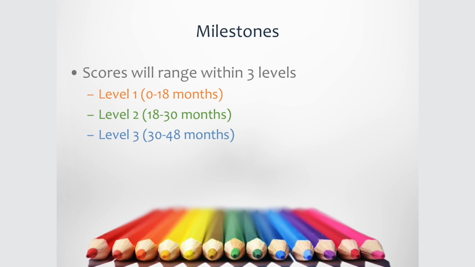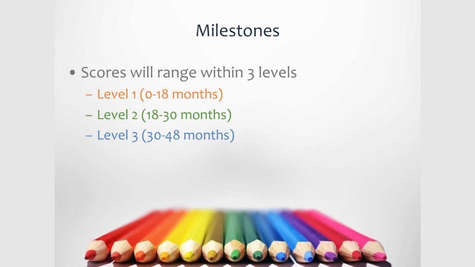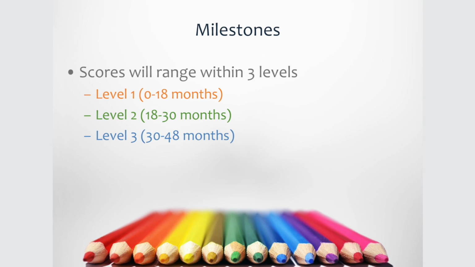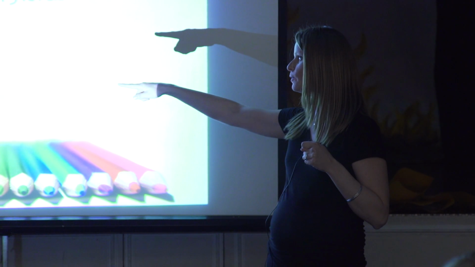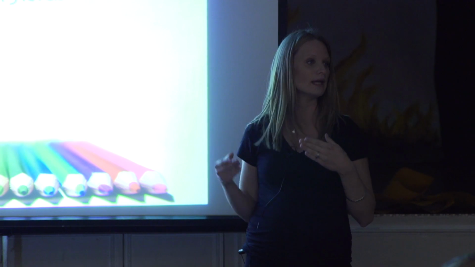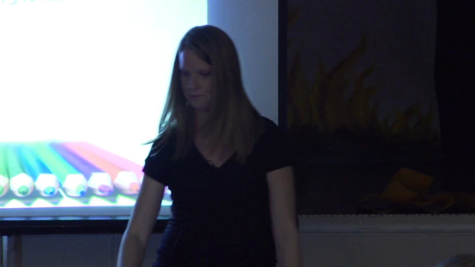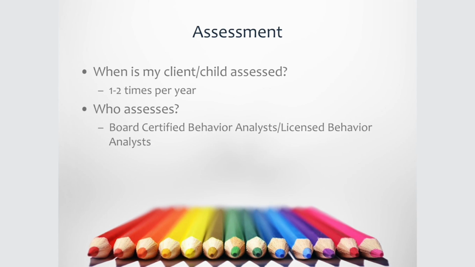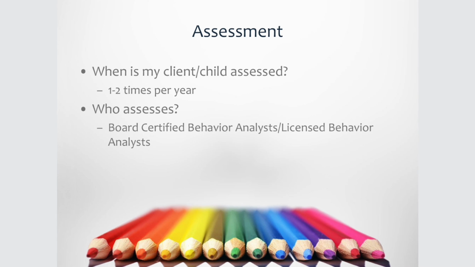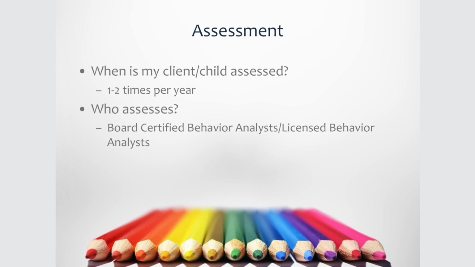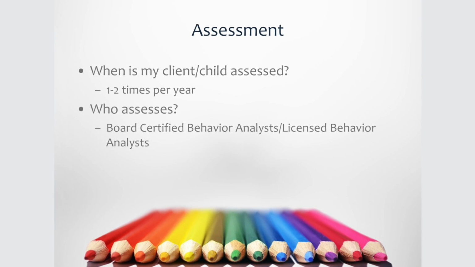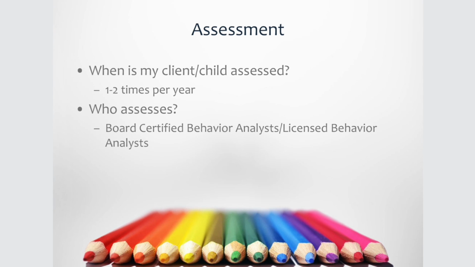Oh, so just one more note. Typically, you don't want to teach reading skills or those readiness skills until they're in a level 3 group, which is 30 to 48 months of age. So like pre-K, right? They start to learn their letters, they start to learn some sounds, stuff like that. Your client or your child is typically assessed 1 to 2 times per year, and a board-certified analyst or licensed behavior analyst will do the assessment.